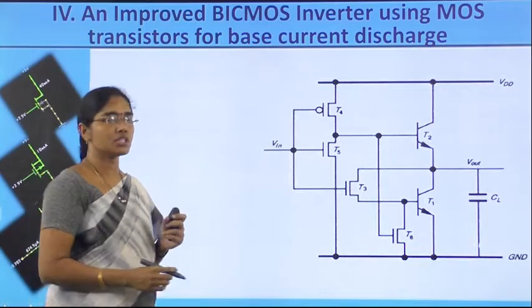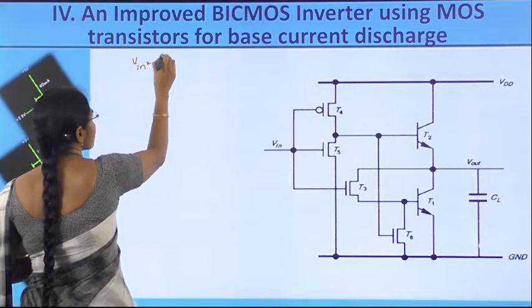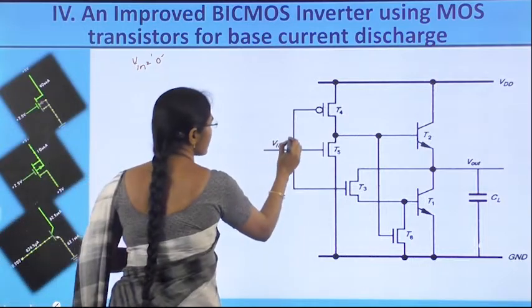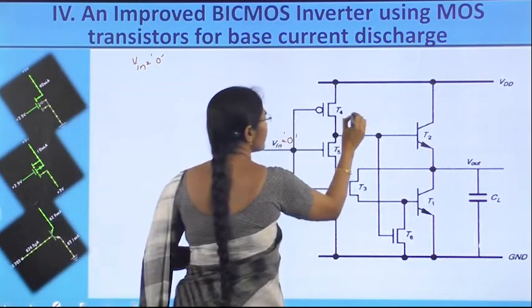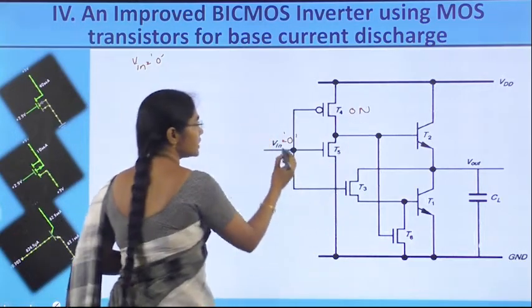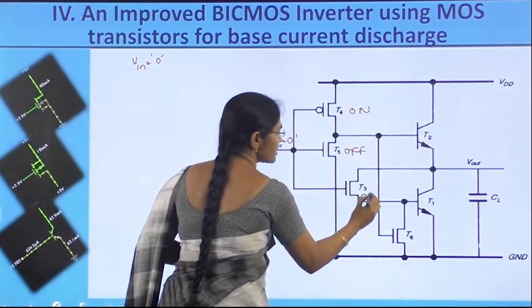Let's verify the operation of this circuit by applying the input voltage as first logic 0. That means Vin is applied as logic 0. Then what will happen? T4 transistor is on, T5 transistor is off, and T3 transistor is off.